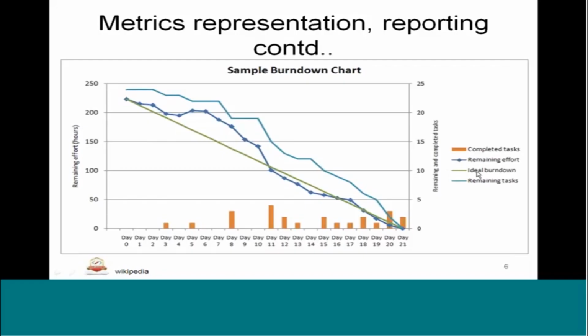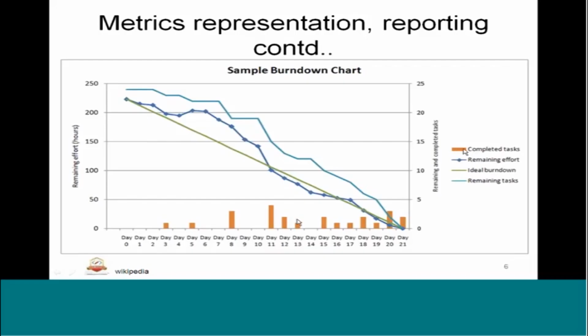One is the green one, which is nothing but the ideal burn down. That means from the beginning, how are you going to burn down towards the end? How are you going to complete the program on the 21st day? What should the ideal burn down chart look like?